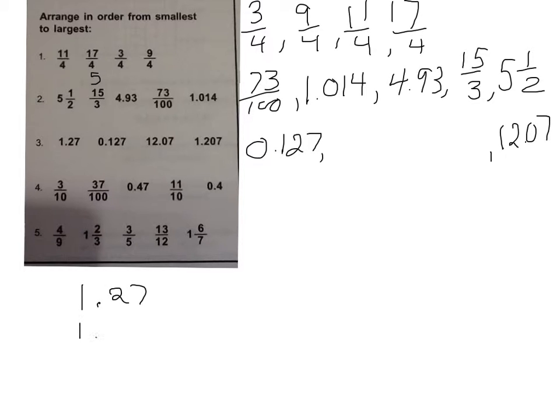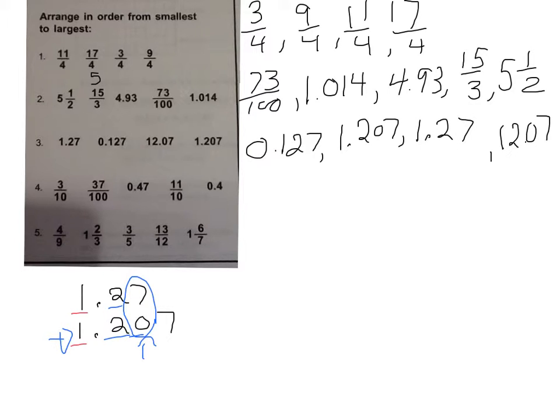So if I was to write them down, 1.27 and 1.207. Okay, 1 and 27 hundredths, 1 and 207 thousandths, even though that one sounds a lot bigger. When I do the comparison, those two are the same, and then when I get to these ones here, they're not. This 0 is smaller, so this number here is smaller. So 1 and 207 thousandths followed by 1 and 27 hundredths. Okay, that's number 3. Number 4.